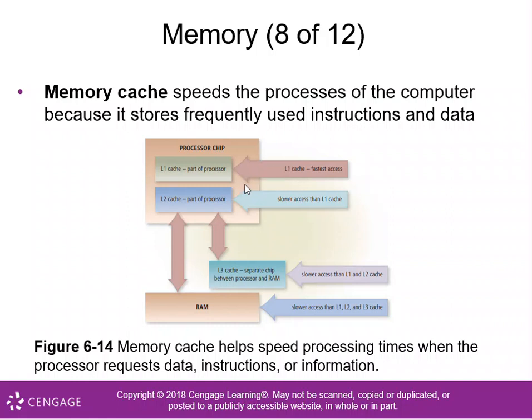Okay, so dalam processor itu sendiri ada level 1 dengan level 2 cache. Okay, data yang paling kerap digunakan akan diletakkan dalam level 1 cache, then less frequent use diletakkan dalam level 2. Dan kalau less frequently use, dia akan letakkan dalam level 3, iaitu berada dalam separate chip between processor and RAM. Dan kalau lebih rendah daripada tu, berada dalam RAM. Data yang paling kurang digunakan akan diletakkan dalam RAM. Okay. So, of course, level 3, slower access than level 1 and level 2. Then RAM, slower access than level 1, level 2 and level 3.